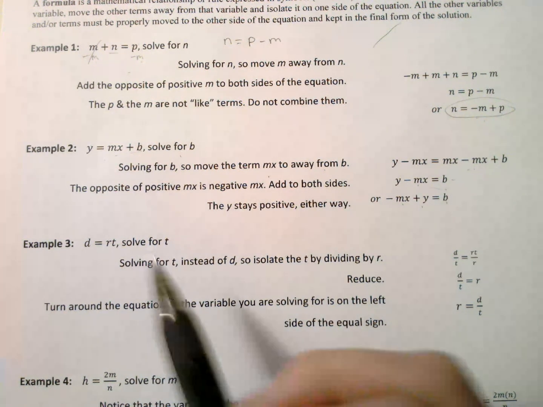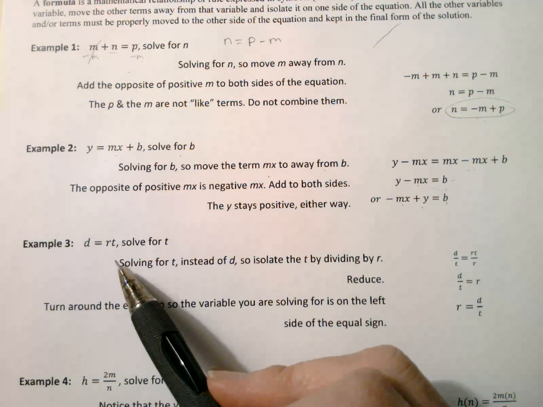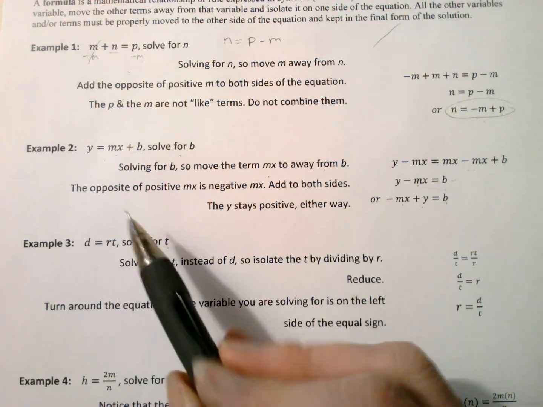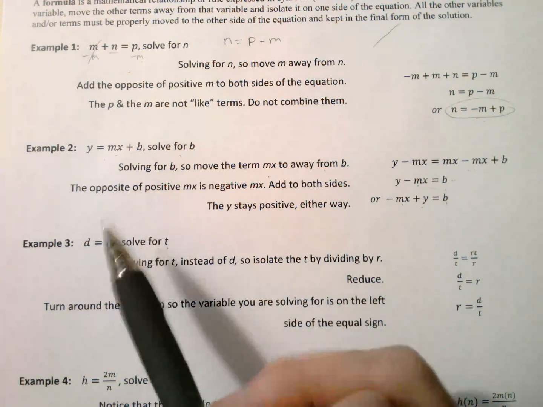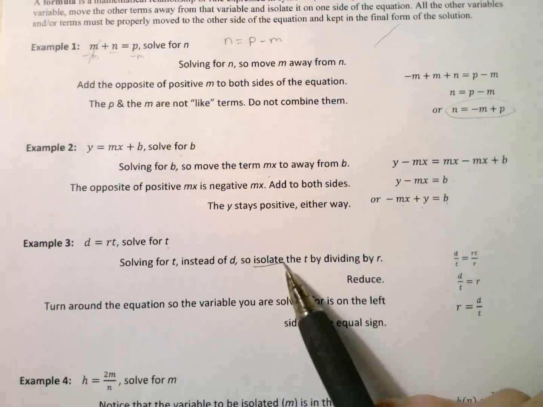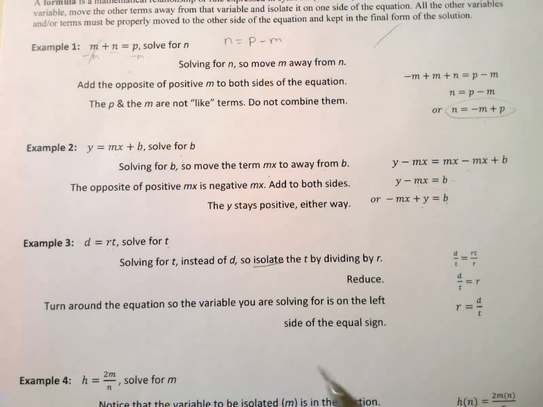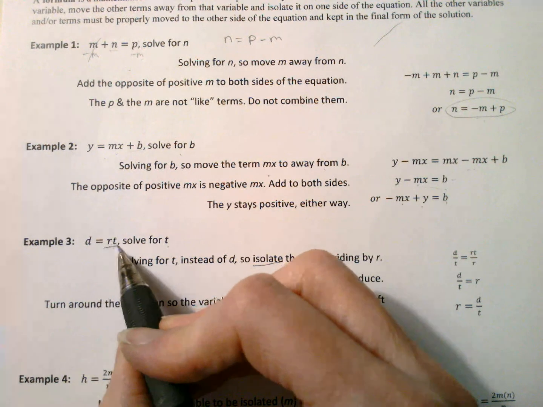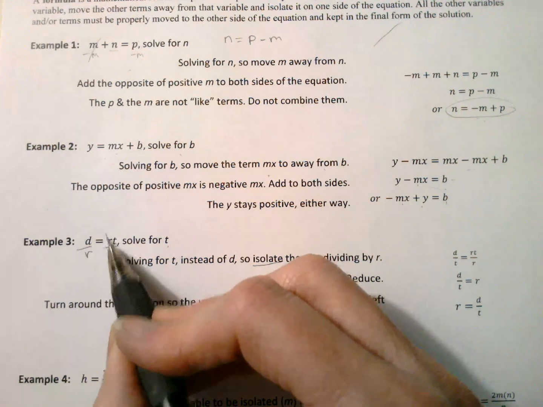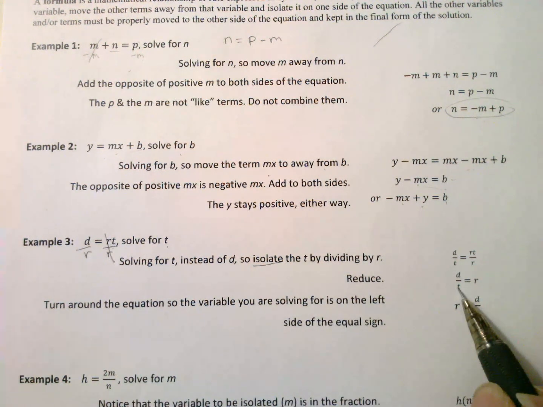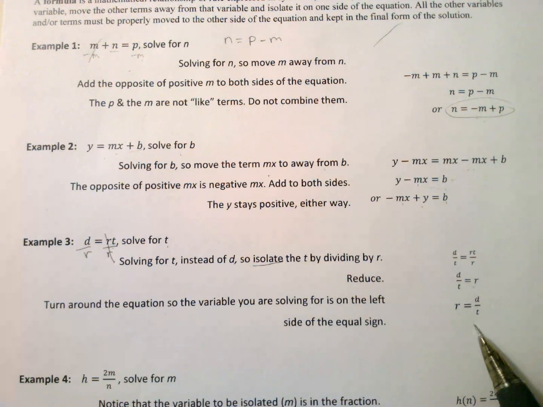Okay. Example 3, d equals rt, distance equals rate times time, solve for time. Notice that instead of being added, these two variables are being multiplied. So we want to use the isolation idea we learned. Remember that? We're going to multiply or divide by the same thing. So if we have r being multiplied by t, we want to divide by r. That would get rid of the r. And our final answer would be d over r equals t, or you could turn it around.